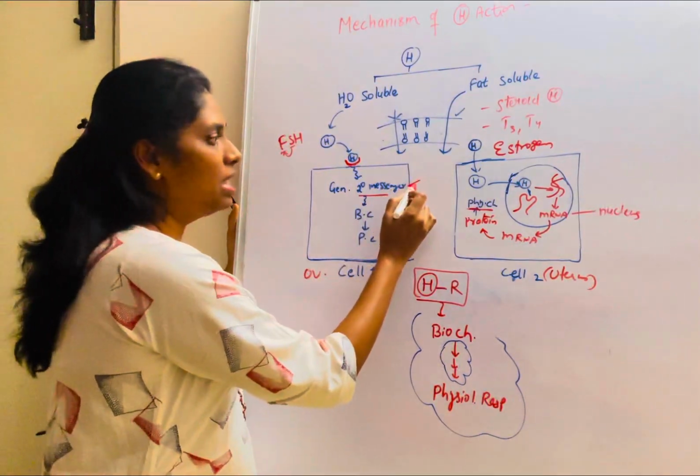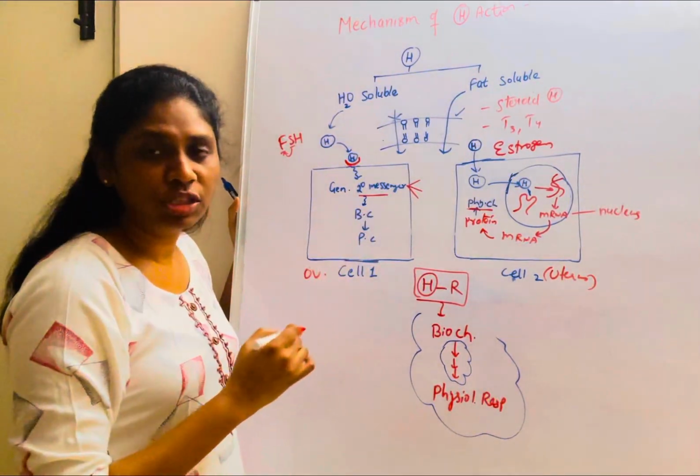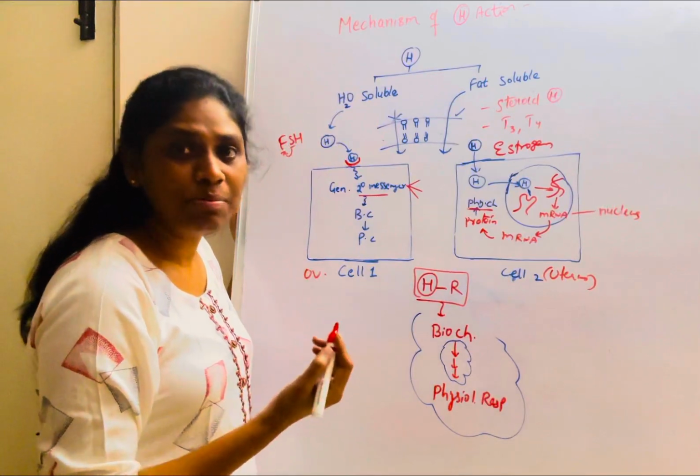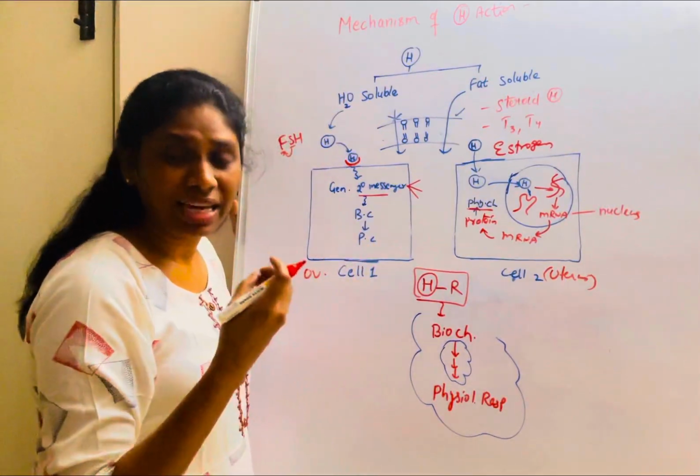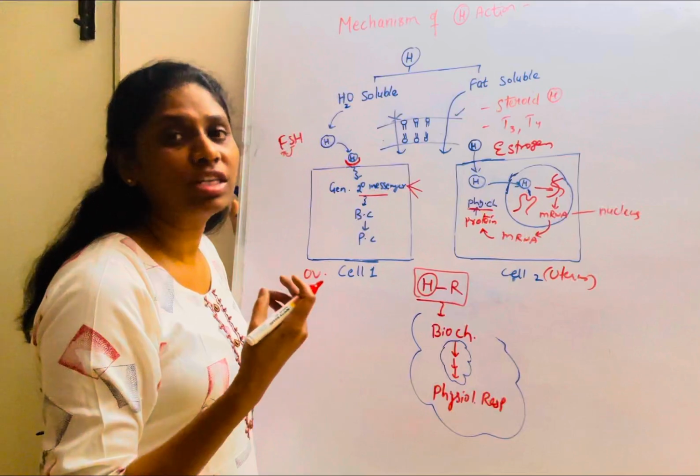And we have to memorize 3 examples of second messengers in the NCERT. One is cyclic AMP, the other is calcium ion, and the third is inositol triphosphate.